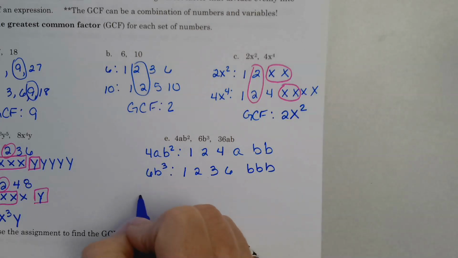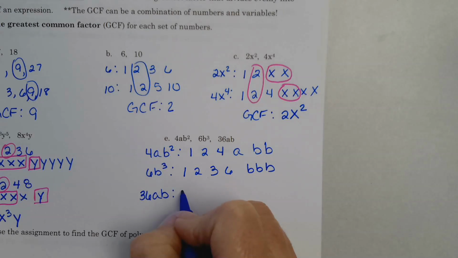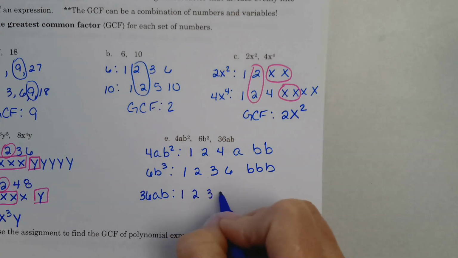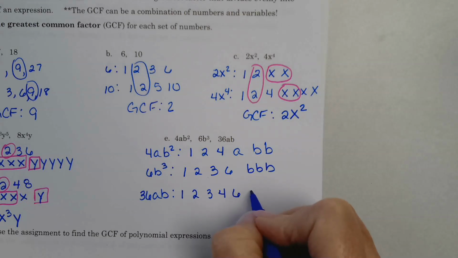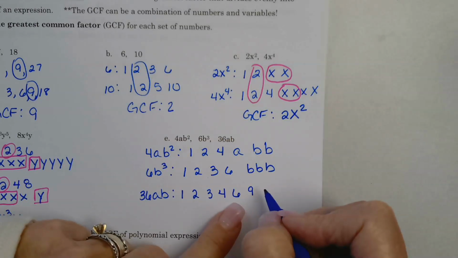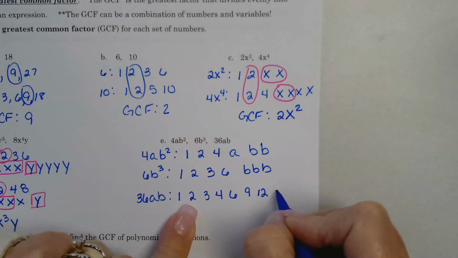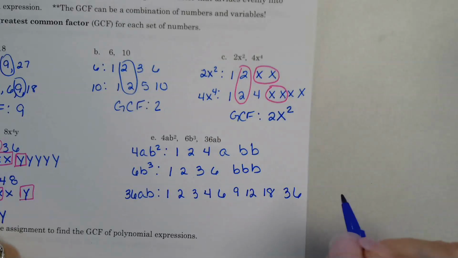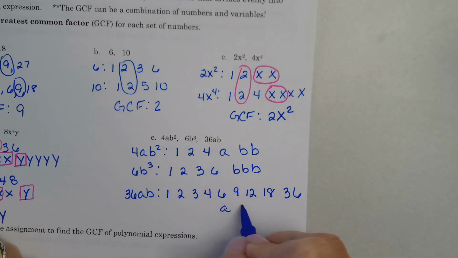And 36ab. 36ab, there's quite a few. I've got 1, 2, 3, 4, 6, no 7, 8, but 9. 9 times 4, 3 times 12, 2 times 18, and 1 times 36. So 36 has quite a few factors in it. And then it's only got 1a and 1b.